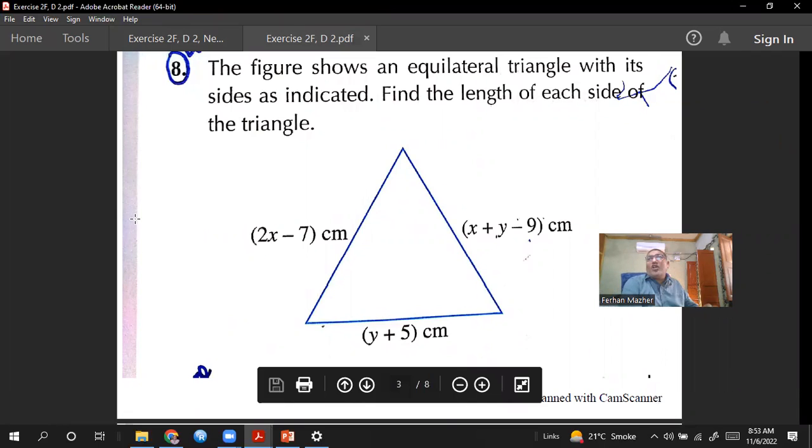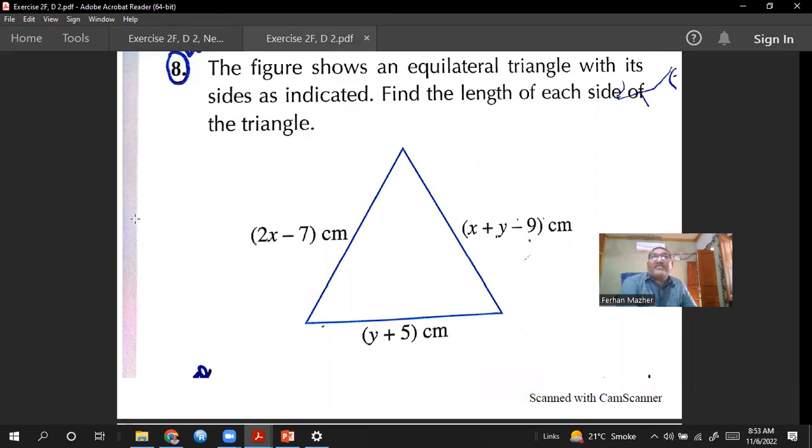Now we are on question number 8. The figure shows an equilateral triangle with its sides as indicated. Find the length of each side of the triangle. Okay. So this is an equilateral triangle. In the equilateral triangle, all the three sides are equal to each other. Side 1 is equal to side 2, side 2 is equal to side 3, side 3 is equal to side 1. So all the sides, they are equal in length. That's why we call it equilateral triangle.